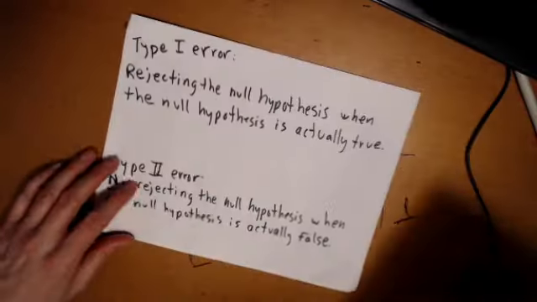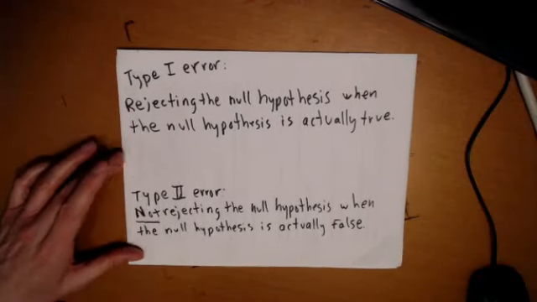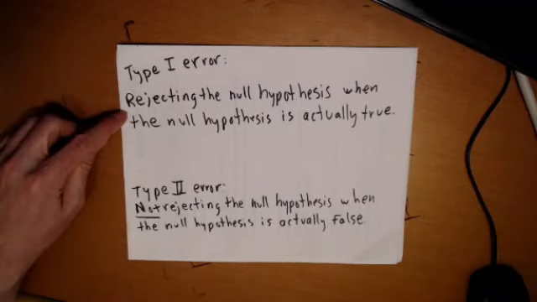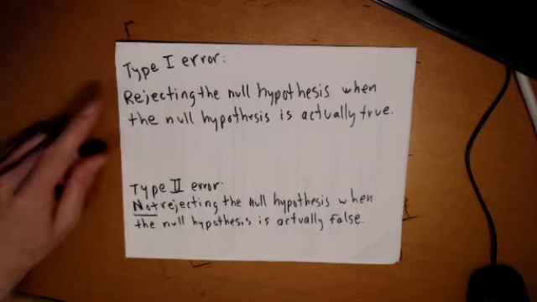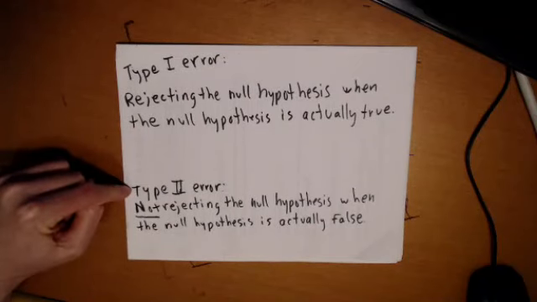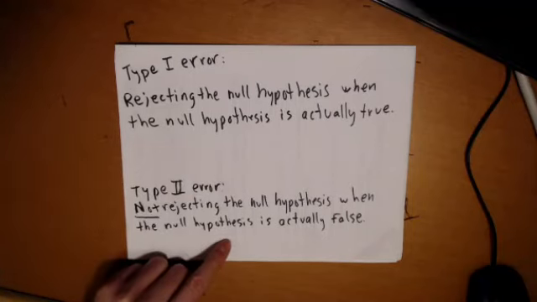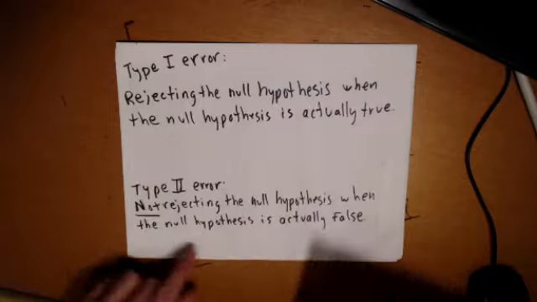So the type 1 error, we have some definitions. We're going to simplify these in a second, but just memorize these for right now. Dictionary definition of a type 1 error is rejecting the null hypothesis when the null hypothesis is actually true. And the dictionary definition of a type 2 error is not rejecting the null hypothesis when the null hypothesis is actually false.